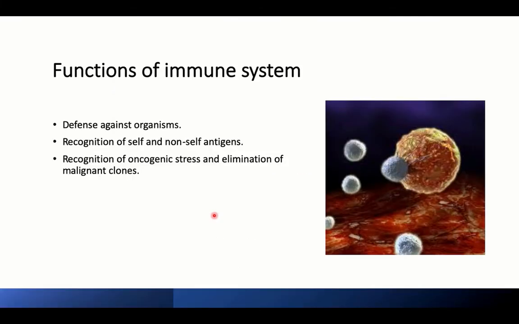Starting with functions of the immune system. Defense against organisms. Okay, very important. Recognition of self and non-self antigens, and the regulation of this function will end by autoimmune disorders. Also, recognition of oncogenic stresses and elimination of malignant clones. So, the immune system has three functions: to defend against organisms, to recognize self and non-self, and so avoid attacking the non-self antigens, and defense against malignant transformation.